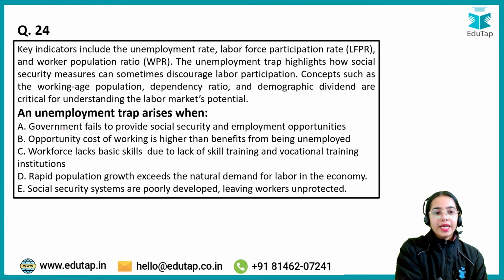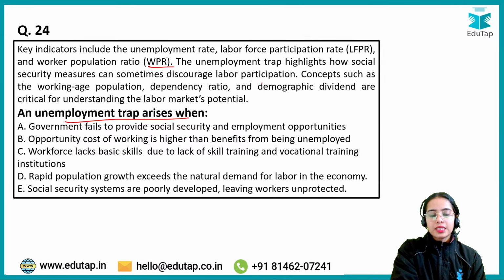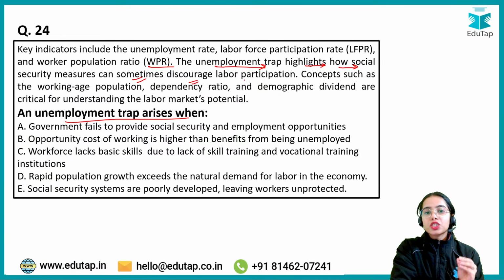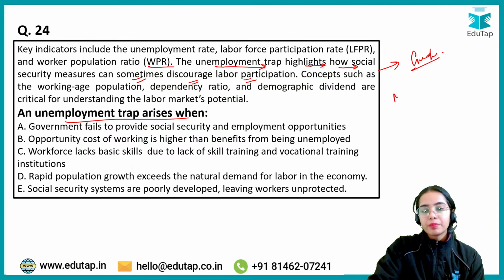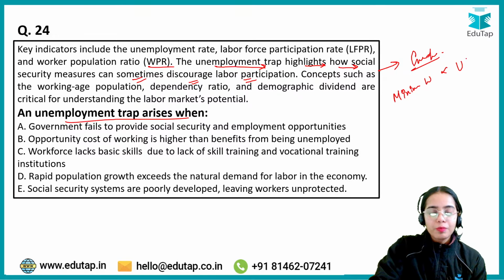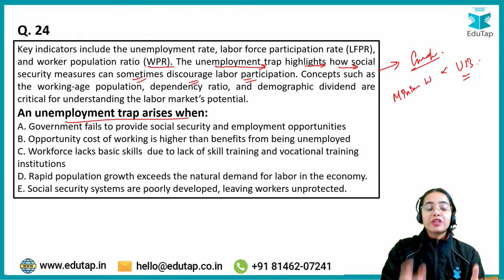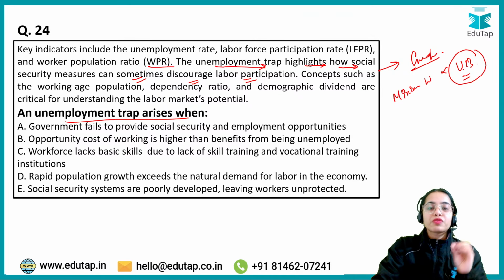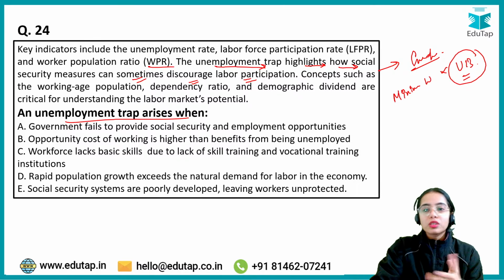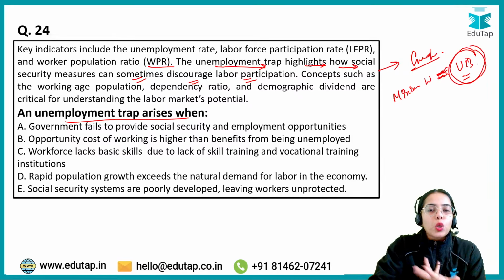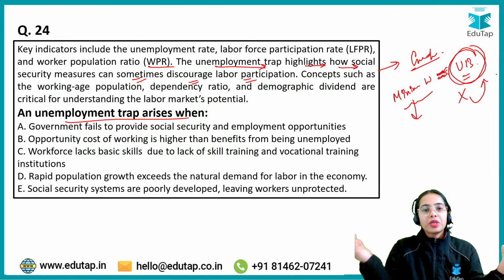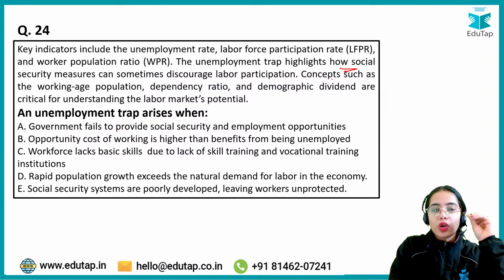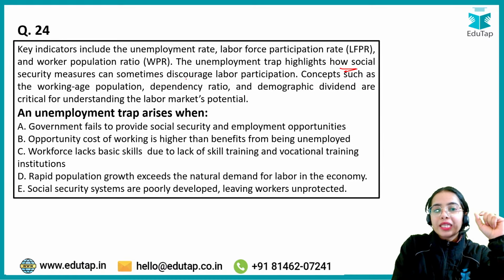Okay. Now, an unemployment trap arises when? So the unemployment trap highlights how social security measures, how government benefits can sometimes discourage labor participation. I don't know how many of you have heard, but in Europe it was happening that the minimum wages were less than the unemployment benefits that the government was providing. So unemployment benefits were very lucrative. Because the unemployment benefits were so lucrative and higher than the minimum wage, or even near the minimum wage, people were not willing to work, because they knew that if they work, they only earn minimum wages. But if they don't work, they will get the unemployment benefits. So sometimes government benefits are so lucrative that they discourage labor participation.